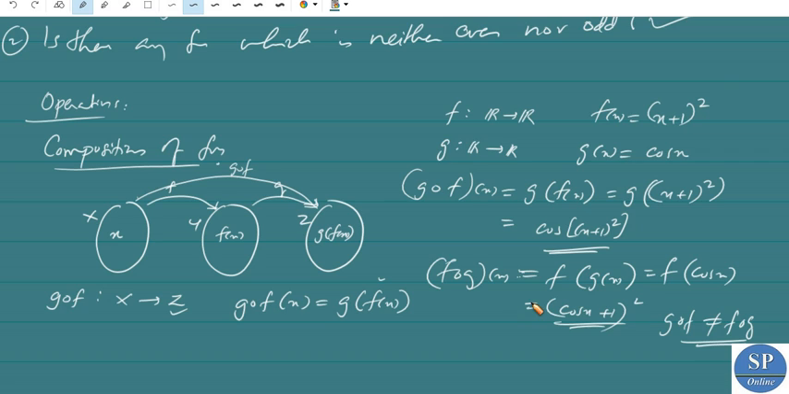Also, you just read the portions on one-one function, onto function, bijection, and inverse function, etc. Okay.